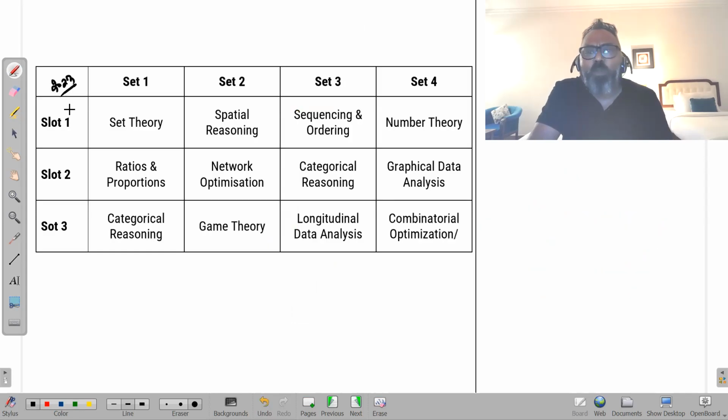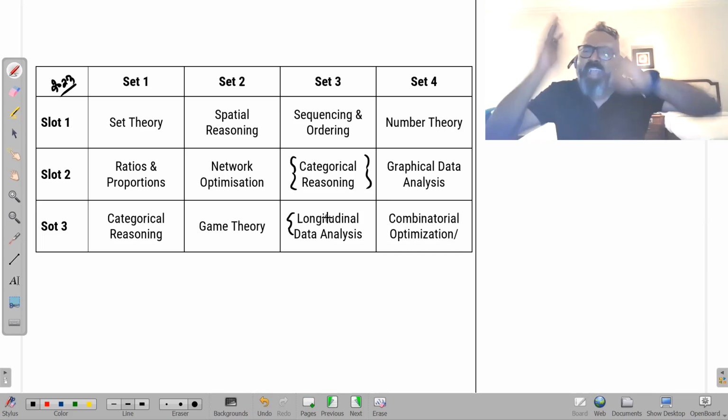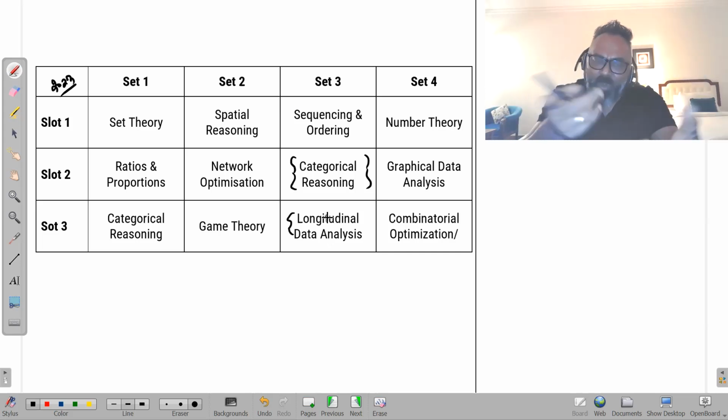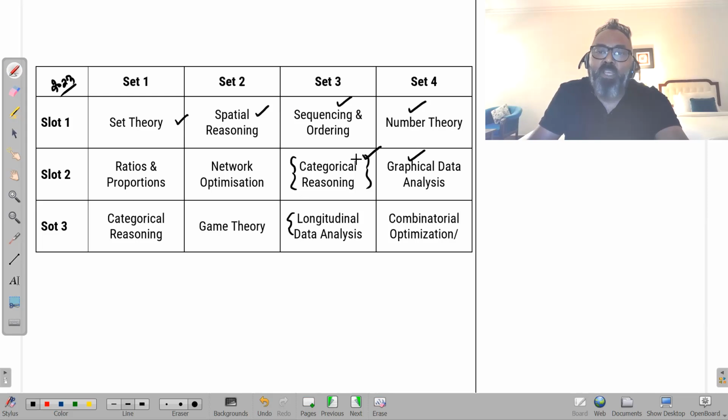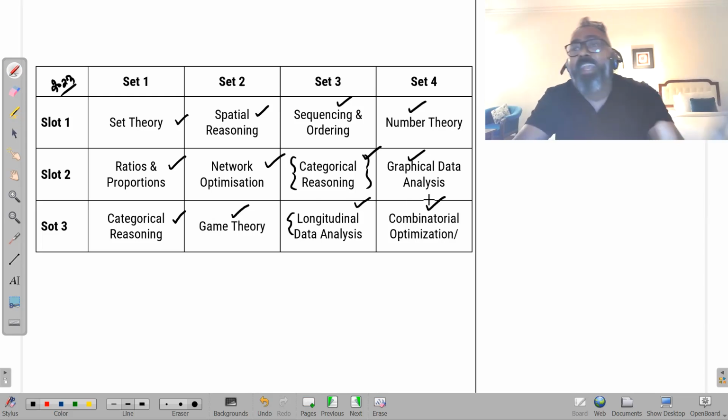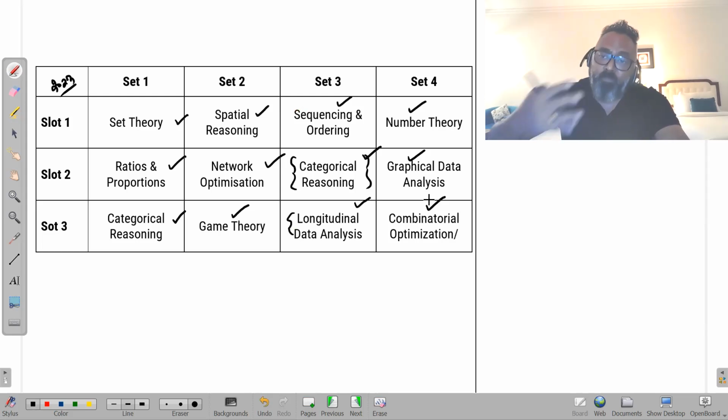And one other thing that you see is that if I look at the CAT 2022 type of questions, some of these are my names, okay. Categorical reasoning, these are names that I've used. Longitudinal data analysis. I don't want to sit and explain what each of these means. The point is you get any kind of reasoning, from number theory to sequencing to network optimization to the concept of game theory and categorical reasoning to optimization, anything can happen.